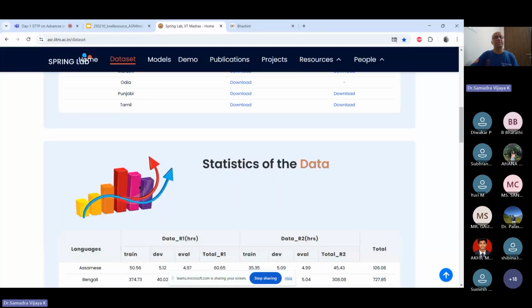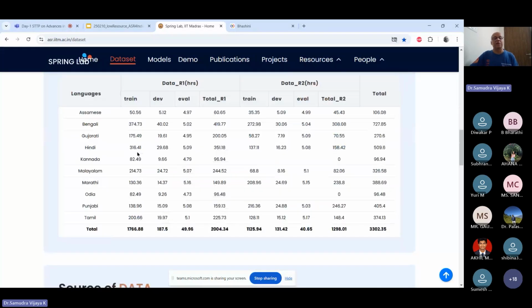And how much data is there? For example, the Assamese language has 50 hours of speech data. Bengali has 374 hours of speech data. This is release 1. If you look at Gujarati, 175 hours of speech data was released in release 1, and around 60 hours of speech data was released in release 2. So totally around 270 hours of speech data of Gujarati is available.